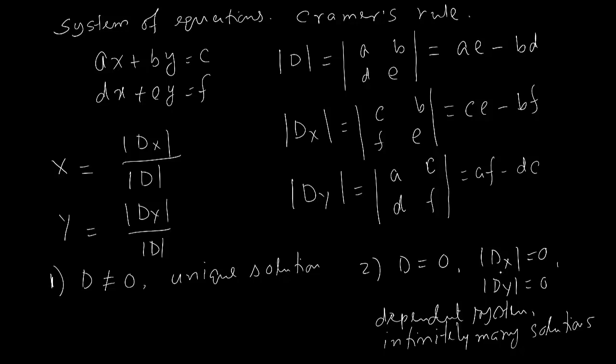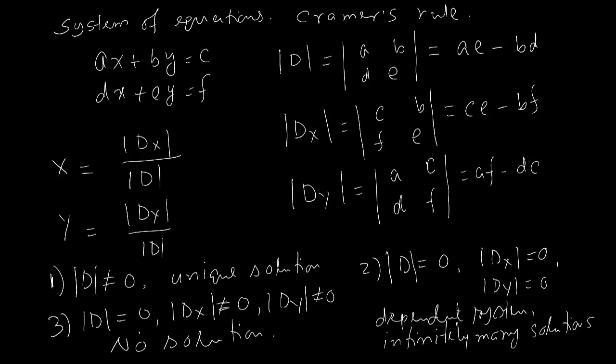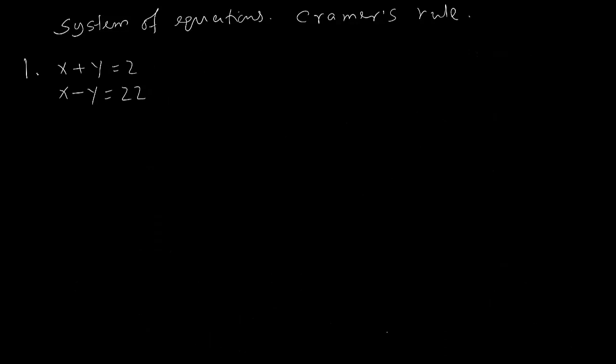If the determinant d equals 0, and the determinant for x is 0 and the determinant for y also gives you 0, then this system is called dependent and you have infinitely many solutions. And the third case, if your determinant is 0 with the determinant for x and determinant for y non-zero, then the system has no solutions and you are done.